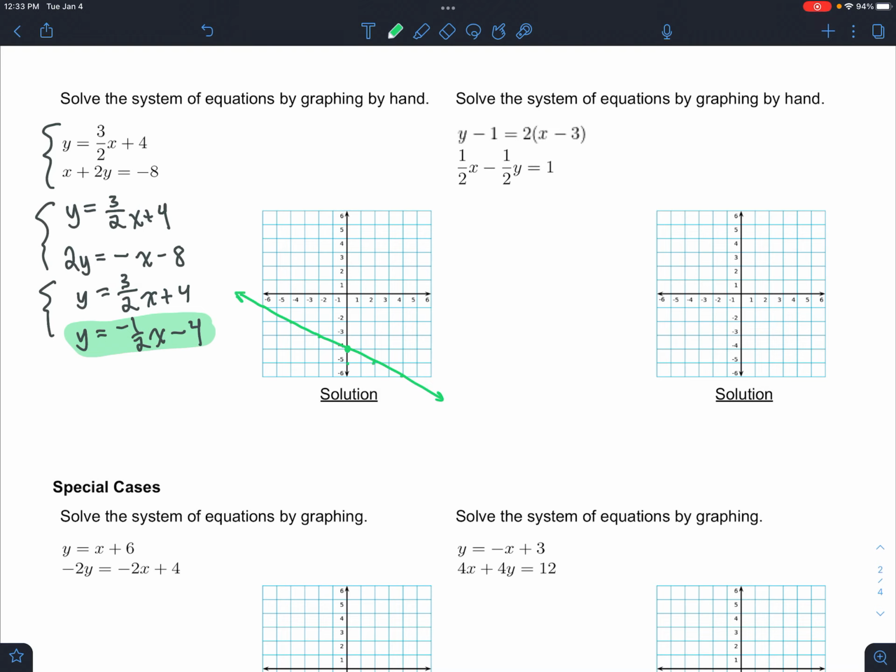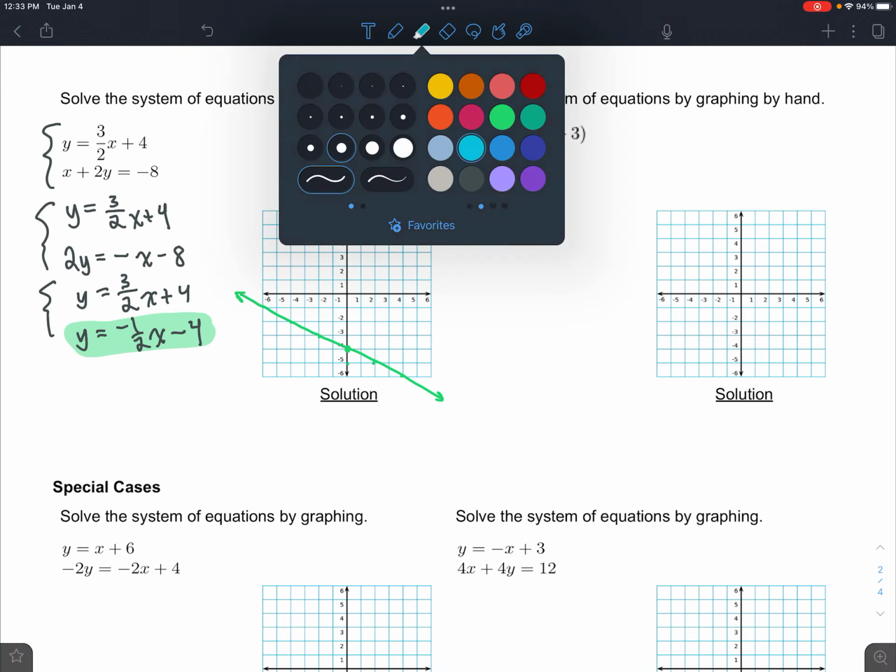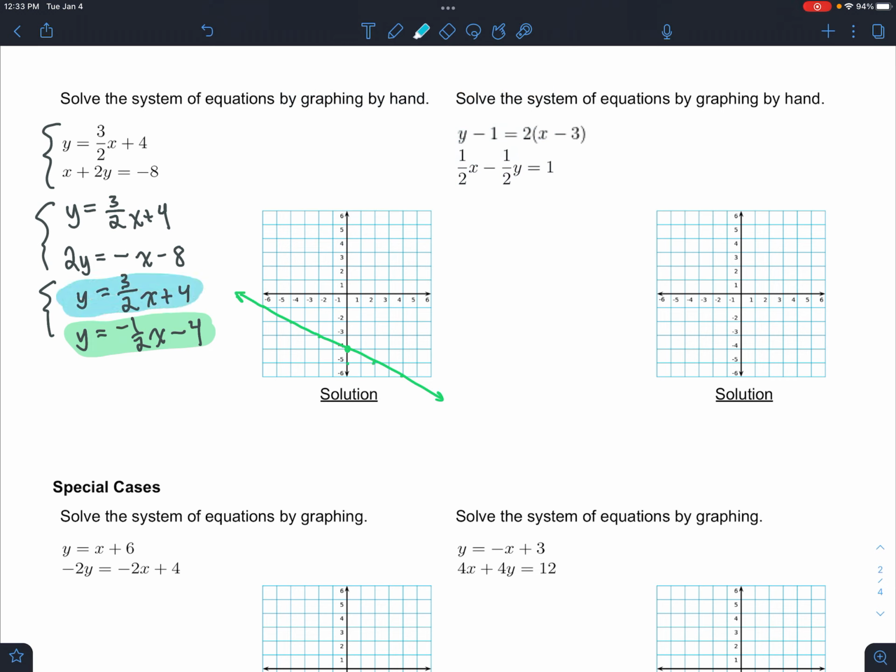Okay. Now, the blue line will be this guy. So I'm going to start at +4. And I'm going to go up 3. So 1, 2, 3. Going 1 above is fine. And then over 2. And then if I want to go the other way, I need to go down 3 and over 2 this way.